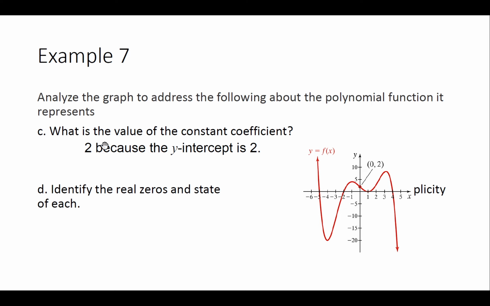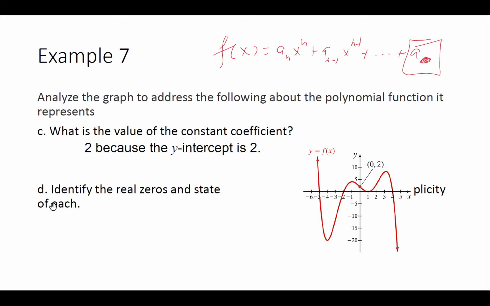You can find the value of the constant coefficient by looking at the y-intercept, because when x is 0, whatever value it gives you is the constant coefficient. If you go back to the definition of a polynomial, there is a0. This is called the constant coefficient. When you put x equal to 0, everything else is 0 and only a0 is left over. That is your y-intercept, also called the constant coefficient.